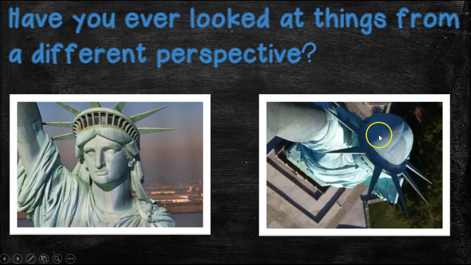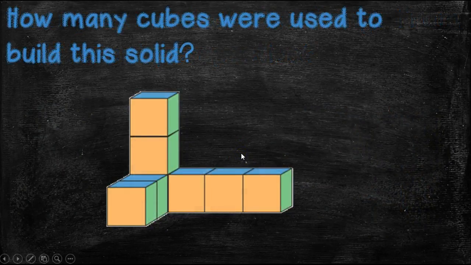So as you will notice in this picture from the top, you don't see her face. But do we think it's missing? No, it's just hidden because of the top of her hat. So the same thing is going to be true when we're talking about geometry. So here, how many cubes were used to build this solid? It is kind of a trick question, so go ahead and count them up. How many do you think were used to build this solid?